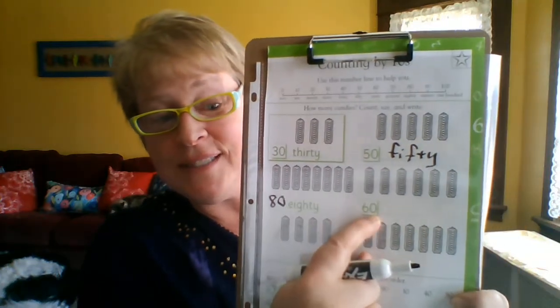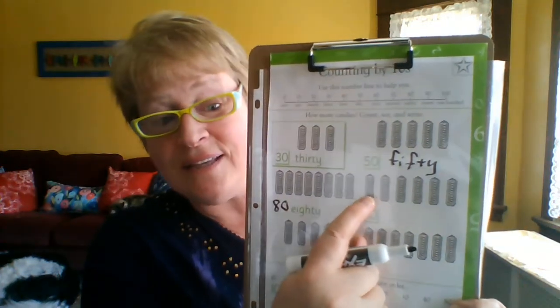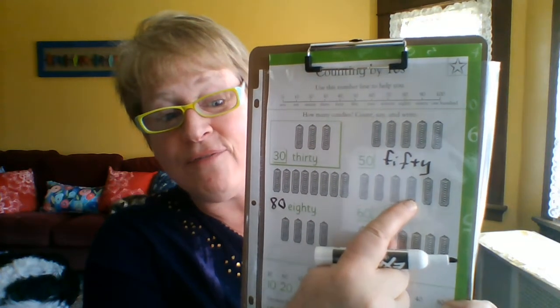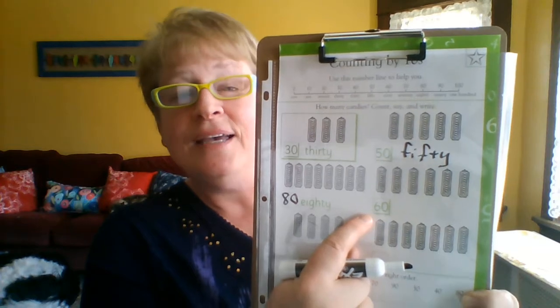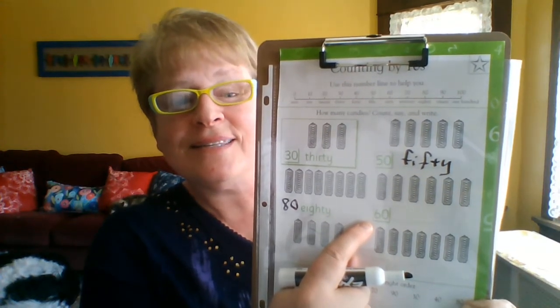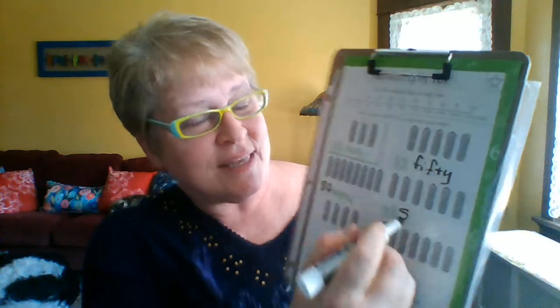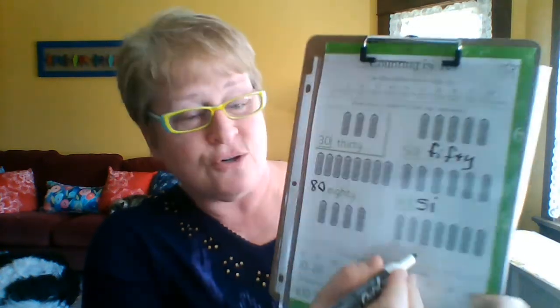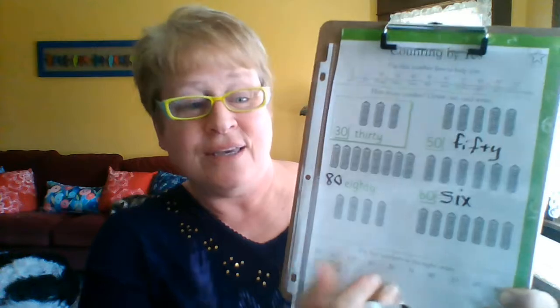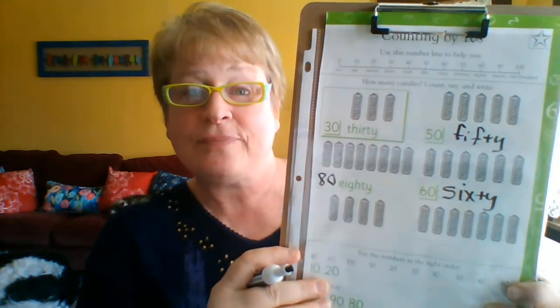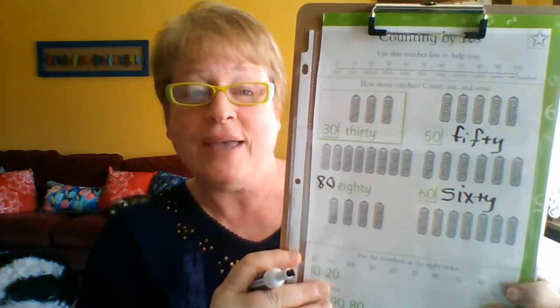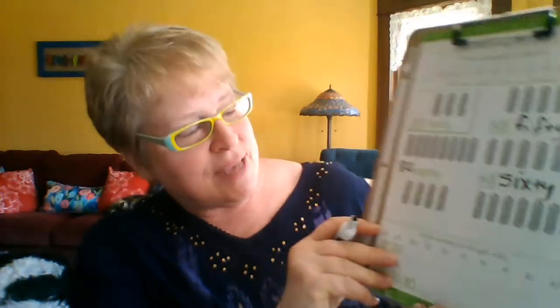Now they gave us the number 60. So we have 60 candies. 10, 20, 30, 40, 50, 60. But we need to write the word 60. So we hear 6, X. So we hear S. There's our S. I, short I, X. Your X. And then the T is the TY at the end of the word. SIXTY, 60.